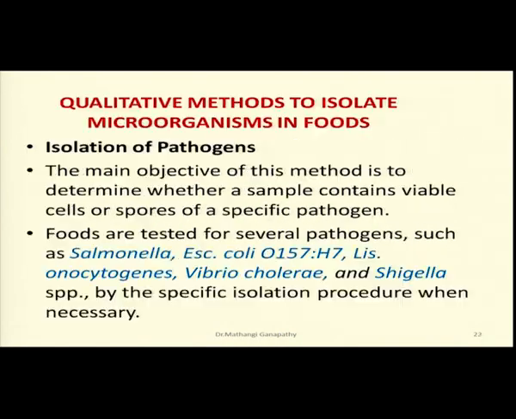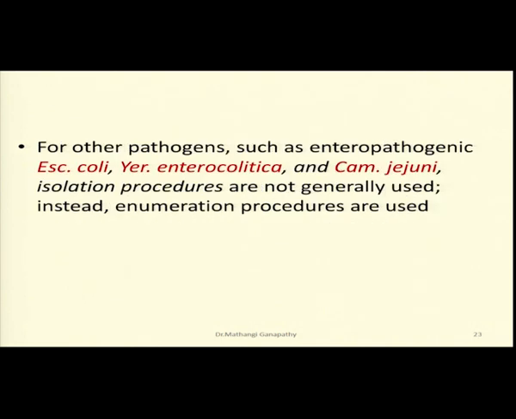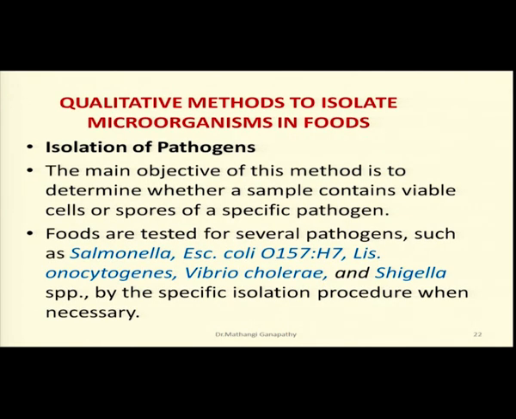Qualitative methods to isolate microorganisms. The first step here becomes very important, because we are going to look for pathogens. We are not looking for the heterogeneous non-pathogenic spoilage organisms, but we are going to find out whether the given food contains any lethal organisms which can cause food intoxication, from mild food poisoning to lethality, for example, Clostridium botulinum toxin.